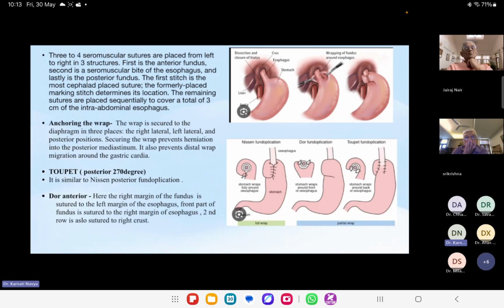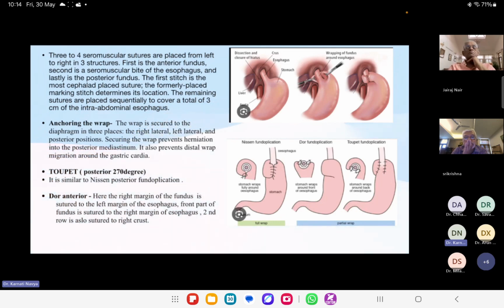3 to 4 seromuscular sutures are placed from left to right in three structures. The first one is the anterior fundus. The second is the esophagus, and it is the most cephalad suture placed. The remaining sutures are placed sequentially to cover a total of 3 centimeters of the intra-abdominal esophagus. The wrap is anchored as shown before. This is used to prevent distal migration of the wrap around the gastric cardia.